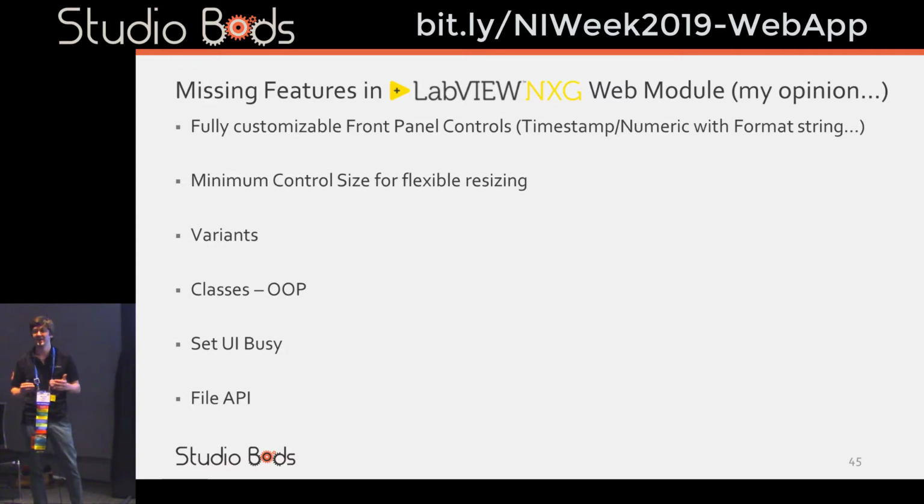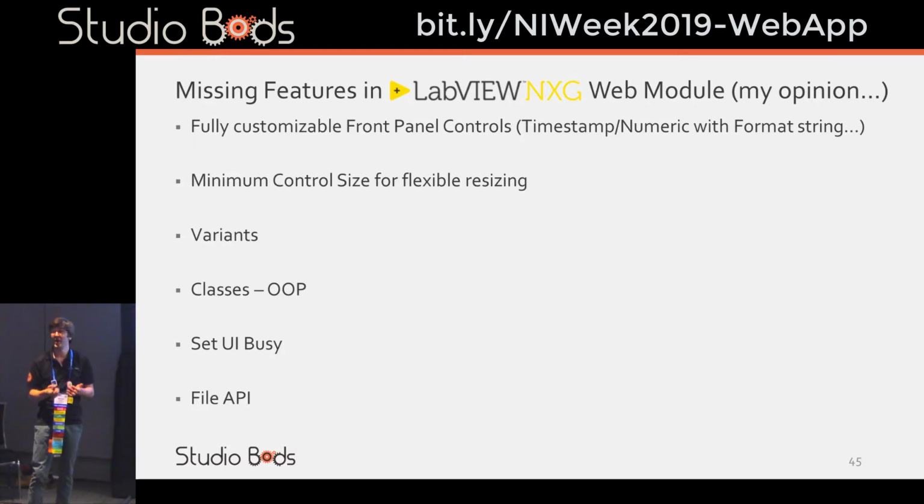Another item is a minimum control size for flexible resizing. Right now it resizes the controls proportionally. Let's say you have a string control, and when you navigate on your smartphone, you want to see the string control at full width. It means that it has to be full width on the desktop, which is not nice. So it would be nice if we could set a minimum size, so it resizes proportionally up to a minimum size. That's also being considered by NI, and it should be available in the next release of NXG.